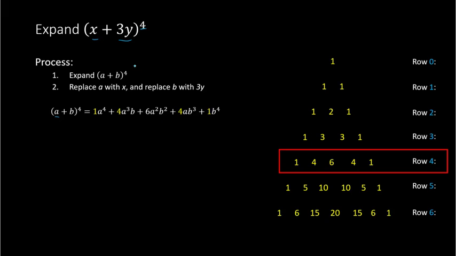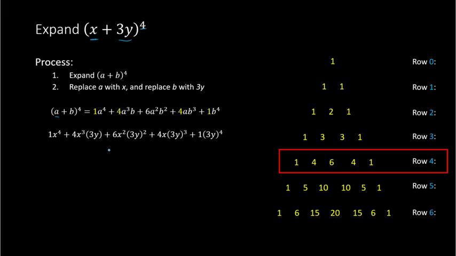Now to finish off, we just replace the a with x and then the b with 3y. So anywhere we see an a, we're going to put x. Anywhere we see a b, we're going to put 3y. And that's what we do here in this next step. If you need to pause to look through what we did exactly, you can do that. But we just replace a with x and then b with 3y.